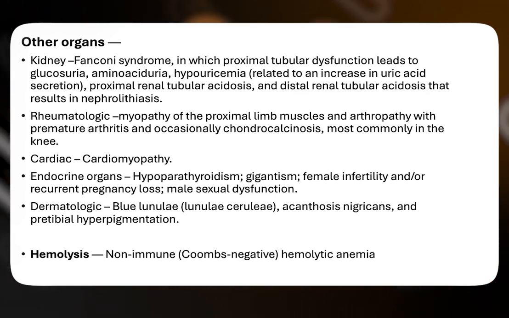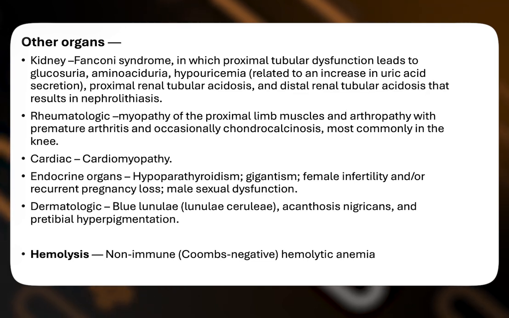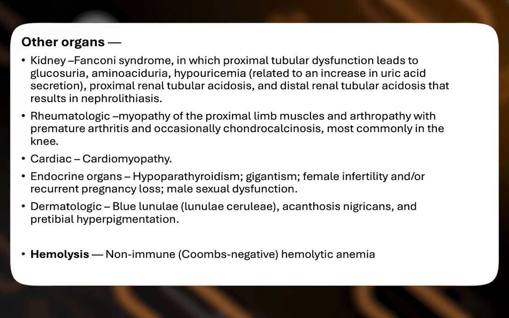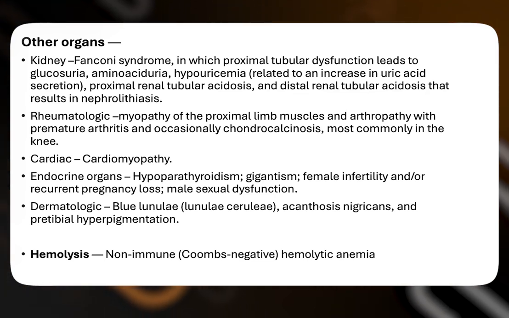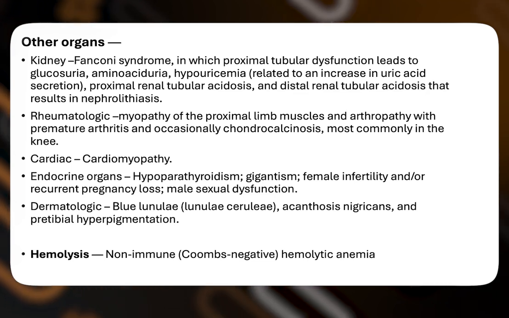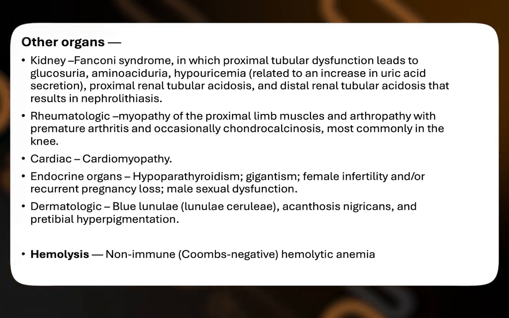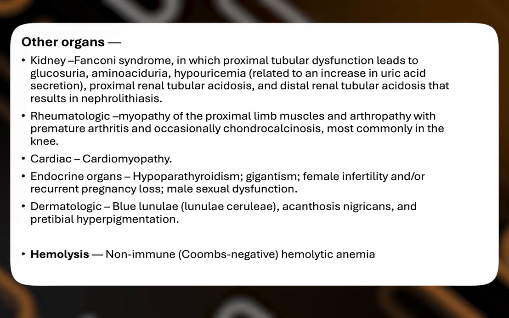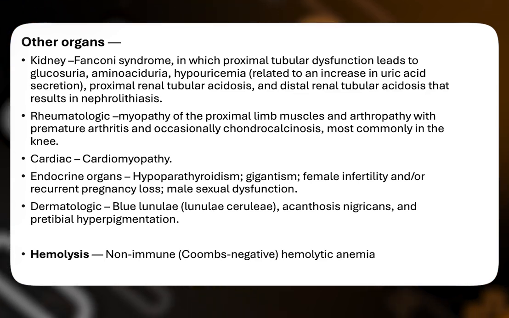And as we mentioned, hemolysis, Coombs negative hemolytic anemia. So these are the main organs involved: the liver, the brain, the joint, knee joint, chondrocalcinosis, cardiac, some dermatological, and some renal problems, though not very common.